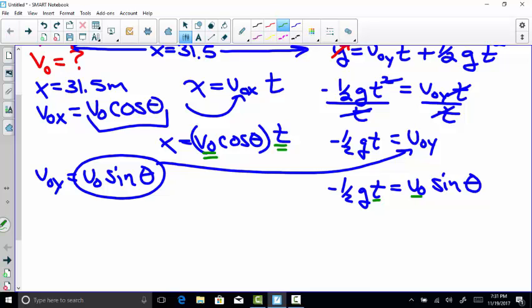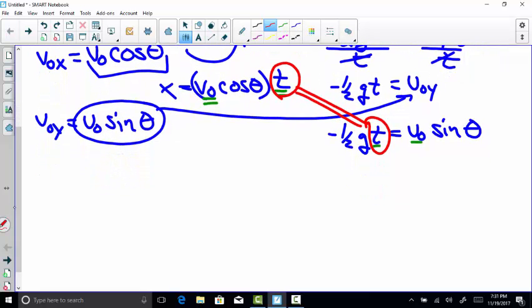But we do have something in common with these two equations. And here's the trick to this particular problem. The trick is that this time and this time have to be the same time. So we're going to do some manipulating with this.